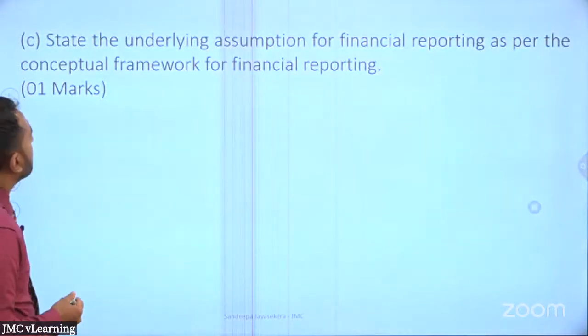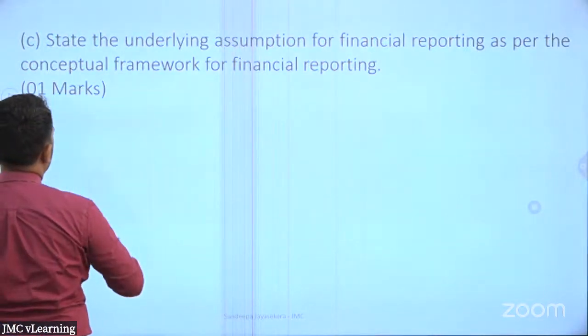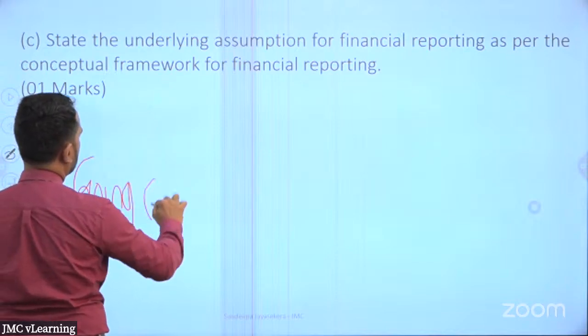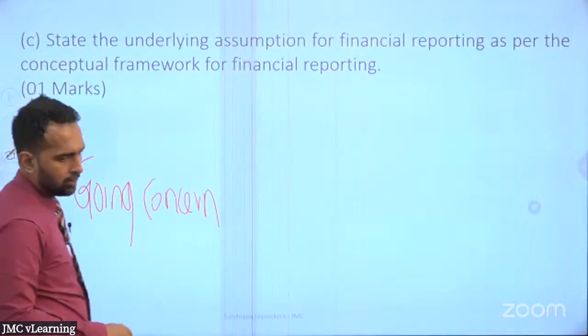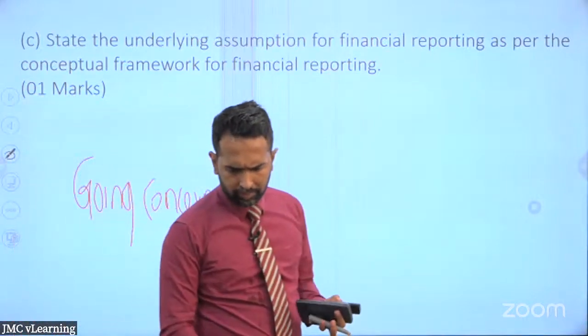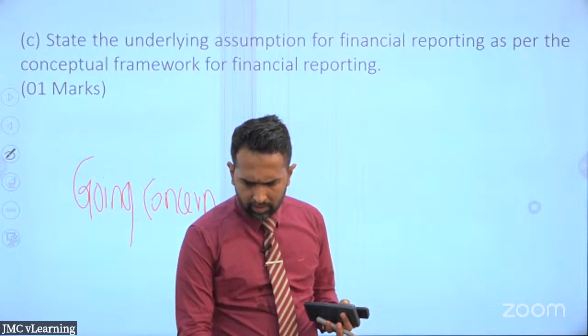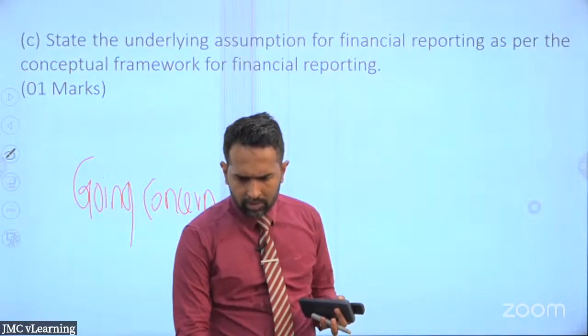State the underlying assumption in financial reporting. That is really easy. Your underlying assumption is going concern. Meantime, there's a question: cash flow statements and SLFRS 15 revenue part. That's all. Right. Good.